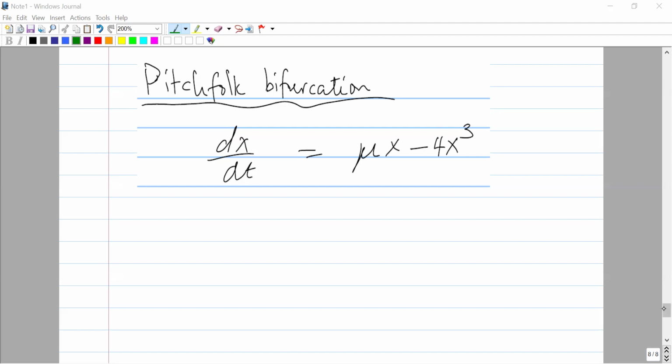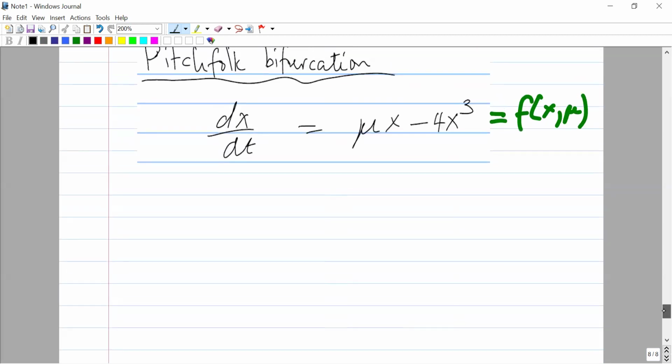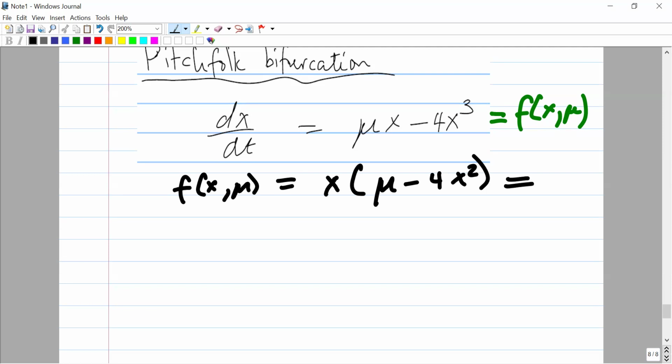So we illustrate another type of bifurcation called a pitchfork bifurcation. And as usual, we identify that this is f of x, mu. And we need to find the equilibrium points. So in this case, we are going to set f of x, mu, which is equal to mu x minus 4x cubed, equal to 0. So I can take x outside: x times (mu minus 4x squared) is equal to 0.